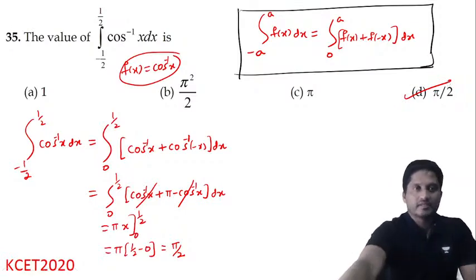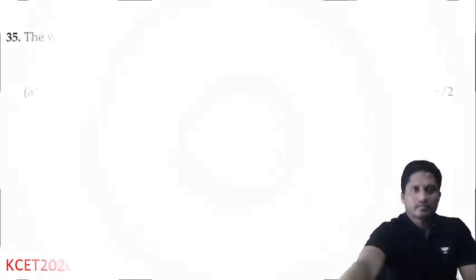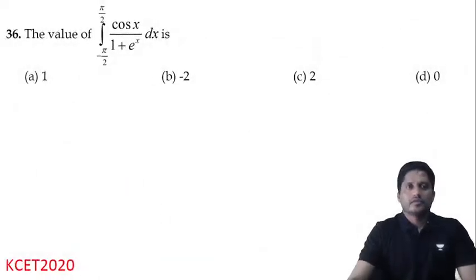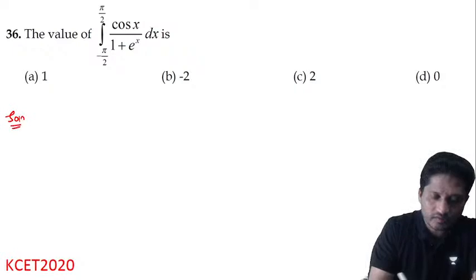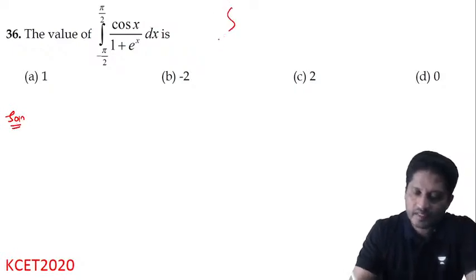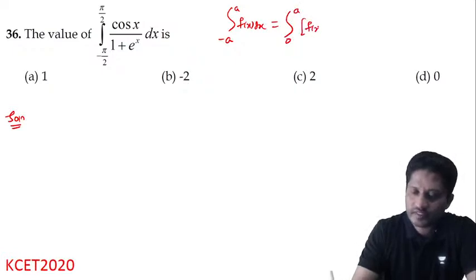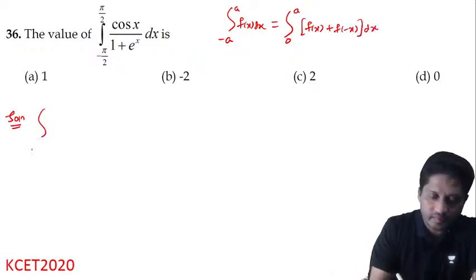Let's move to the next question. Right, this is similar, based on the same property that we used just now. If the integral from minus a to plus a of f of x dx is neither even nor odd, then this is equal to the integral from 0 to a of f of x plus f of minus x dx. Okay, so this is minus pi by 2 to plus pi by 2.